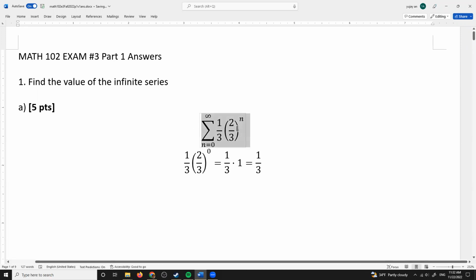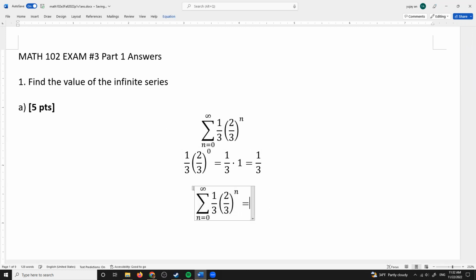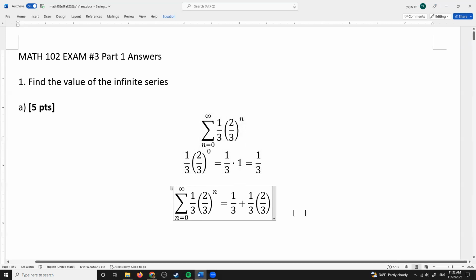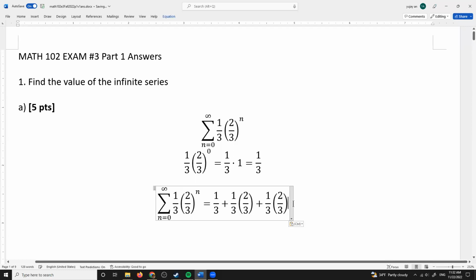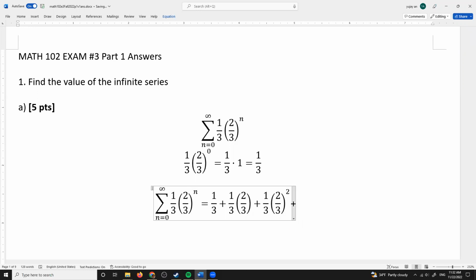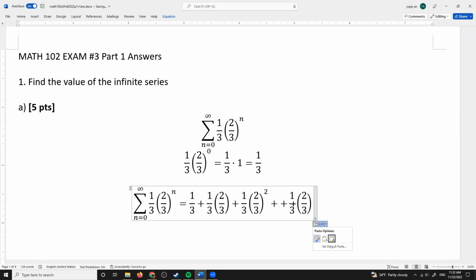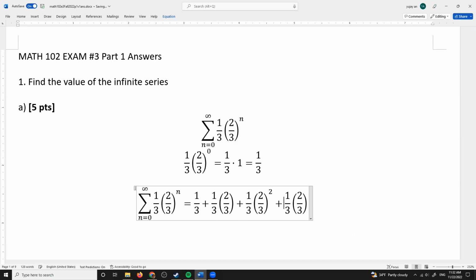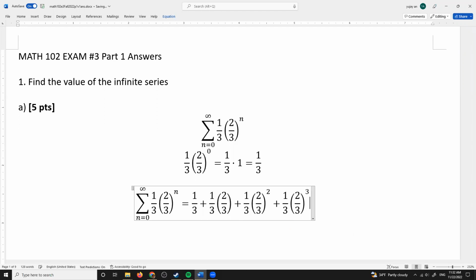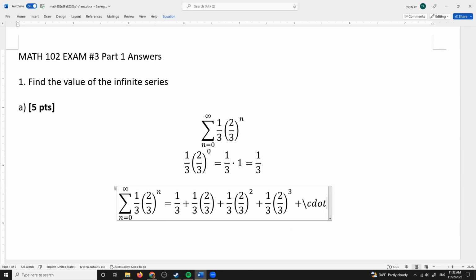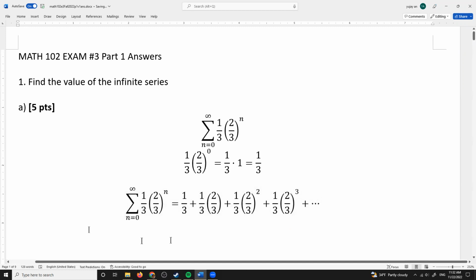Okay, therefore, you can say that this is equal to 1/3 plus 1/3 times 2/3. That's what happens when n is 1. And then the next one will be 1/3 times 2/3 squared. Next one will be 1/3 times 2/3 to the 3rd, and so on. Right?